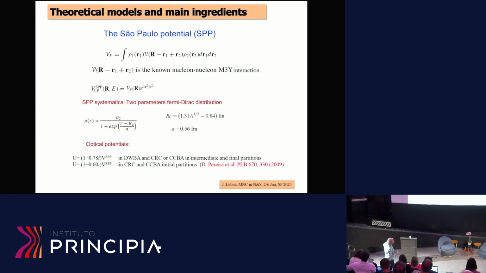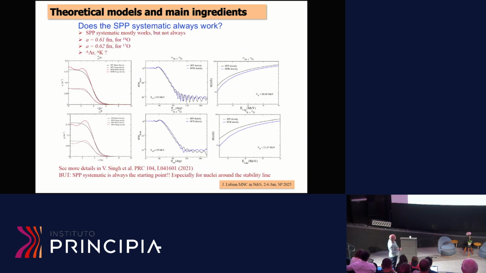And in the initial partition, as we include some inelastic channels, and we are also including transfer channels, but not all the channels, we use a reduced strength for the imaginary part. We can have a lot of very weak coupling states, but we have to account for the loss of flux for these states, and this is why we use this 0.6 approximation.